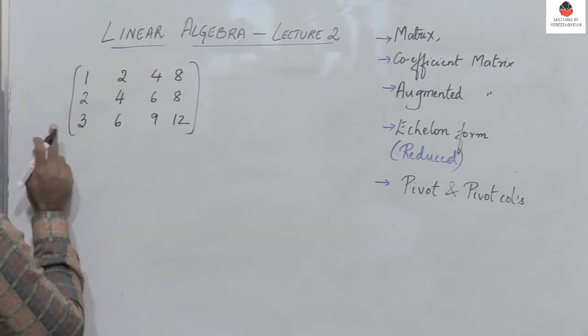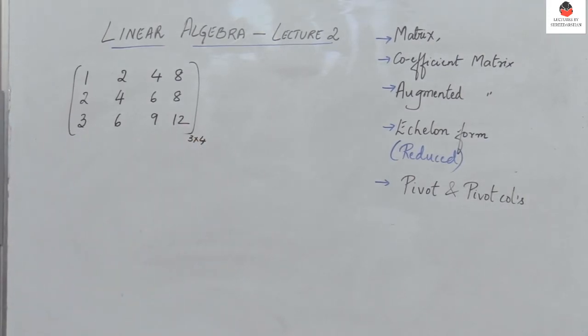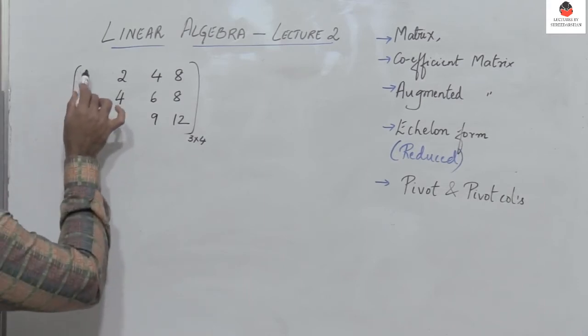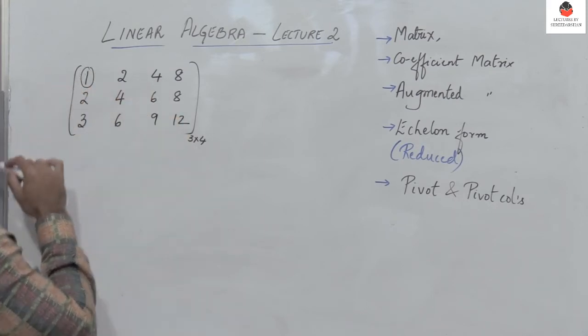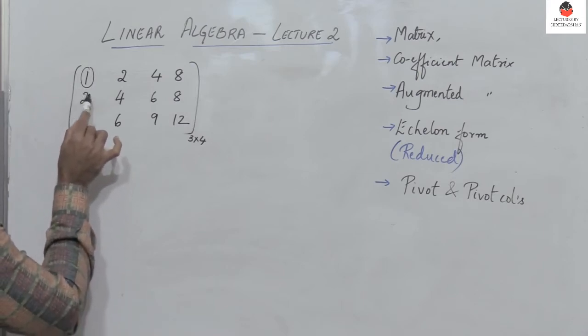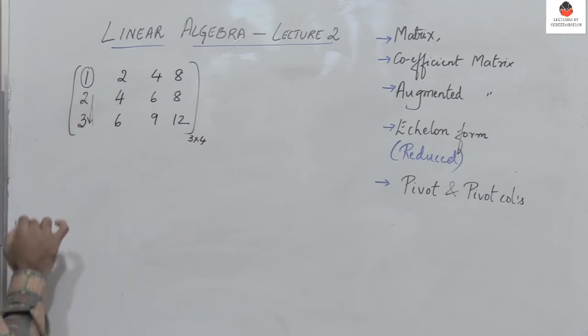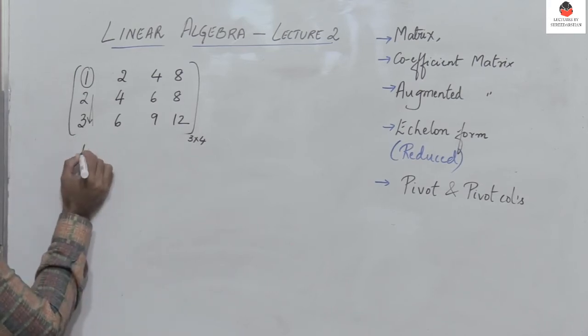Consider a rectangular matrix of order 3 cross 4. I have to get the echelon form and then the reduced echelon form. Now how do we proceed? Observe the first row and let's assume that this is the leading entry here. Now if this is the leading entry, all the elements below the leading entry should be 0. Now how do I do that? We have to perform row operations. Now what are the row operations which have to be performed?